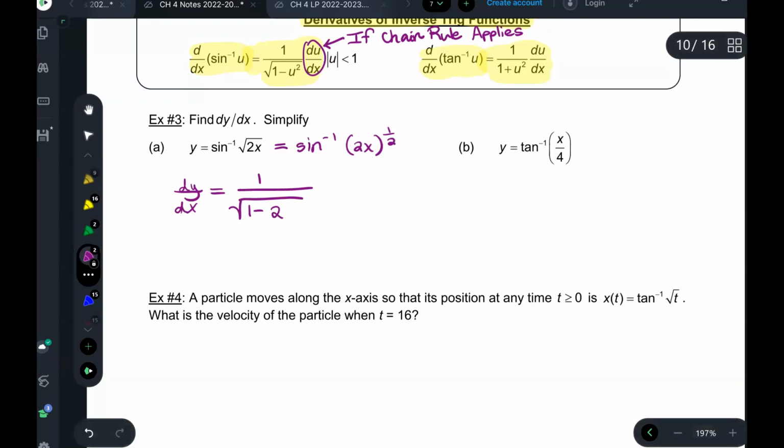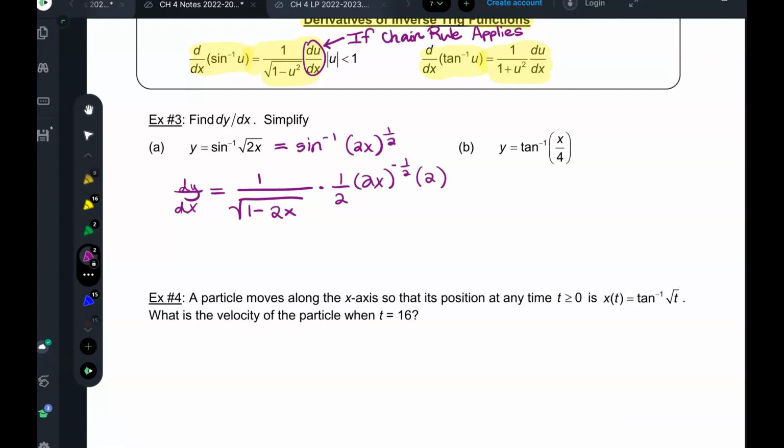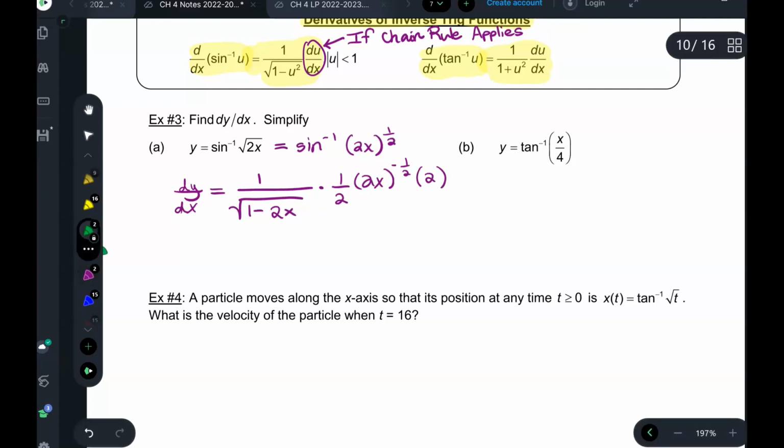Square root of 1 minus 2x squared, times, now comes our chain rule. We're done with taking the sine inverse part of the derivative, so we don't include the sine. There's no sine inverse in our answer. It's just going to be some expression in terms of x. So we move the 1/2 to the front, 2x to the negative 1/2. Don't forget times 2, so that's a 2-step chain rule. Oh, well, the 1/2 and the 2 will cancel.